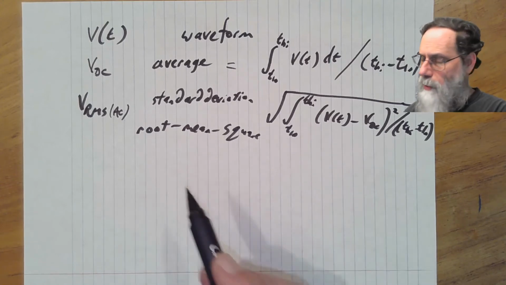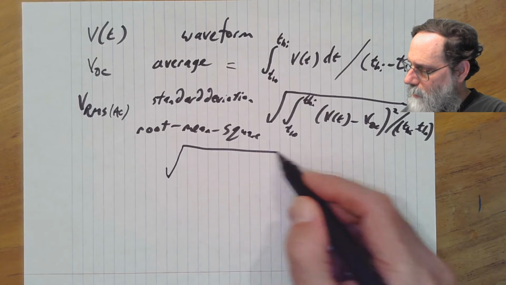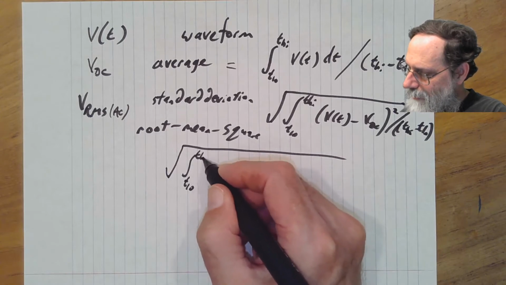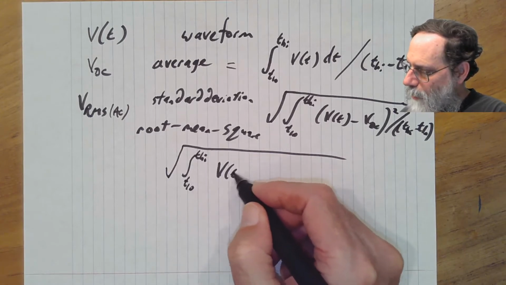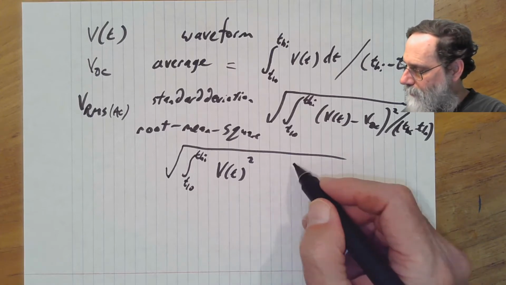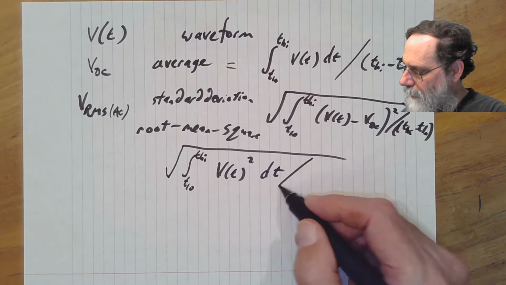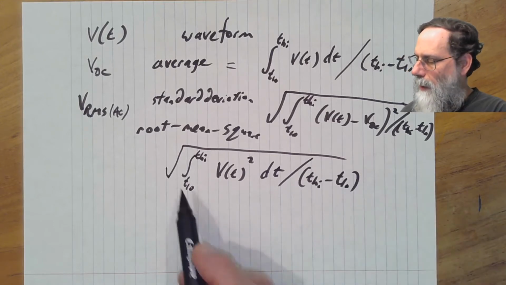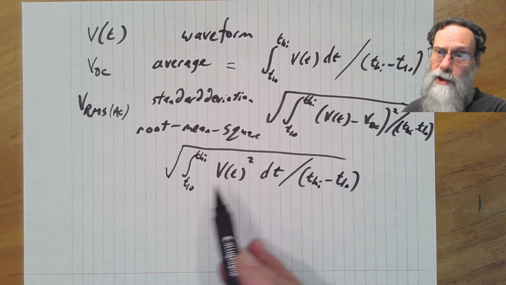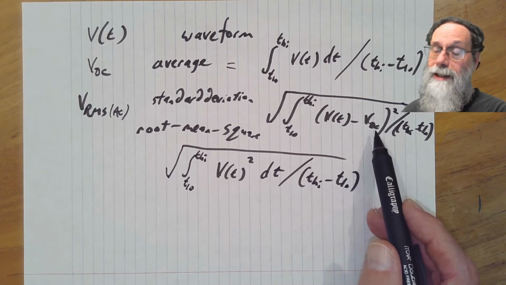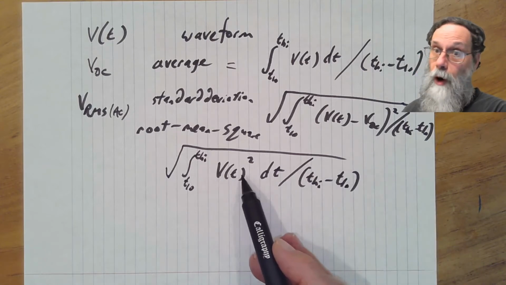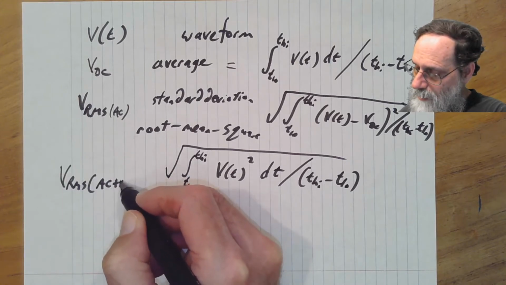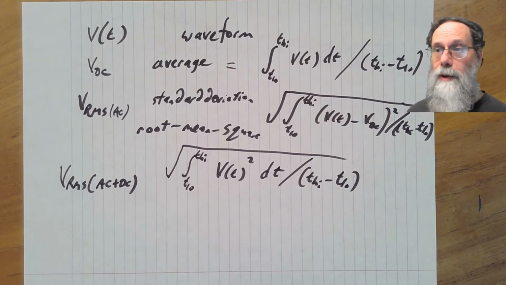There is a slight variation of this that gets used, and that is if we take this square root of again a mean, but don't take off the DC, just square the voltage. And again, this is a mean we're taking, so T high minus T low in the denominator. If we take this version, it still looks like a root mean square, but it's not the square now of the deviation from the mean, it is the square just of the raw voltage. This is sometimes called the RMS AC plus DC, because the DC component is still in here.